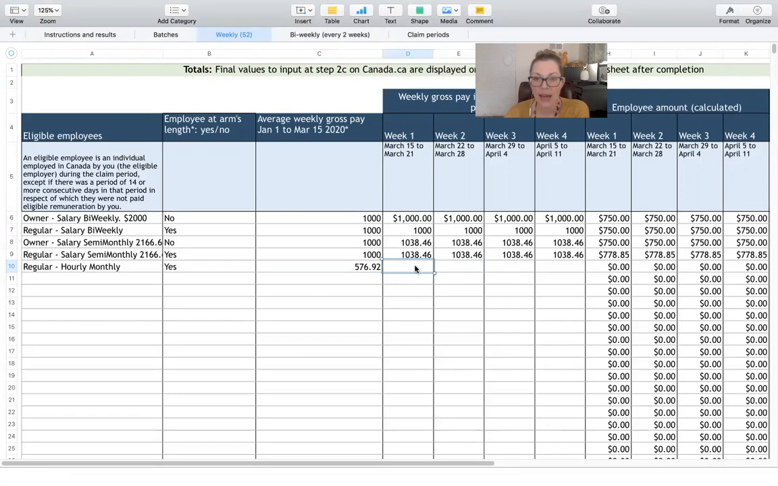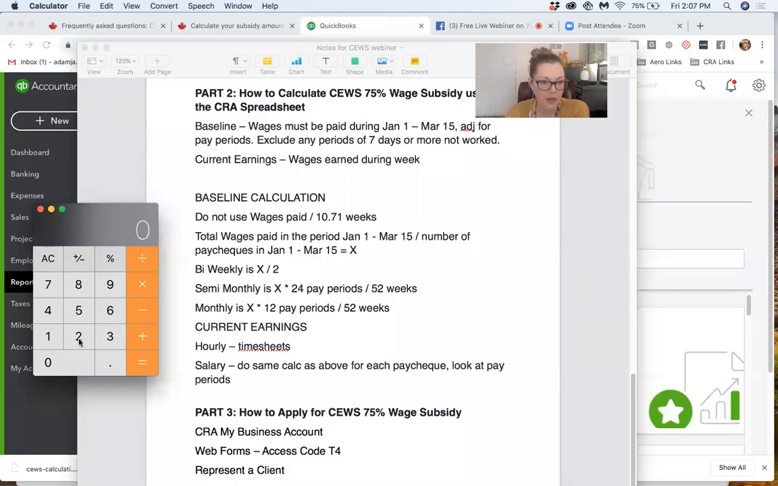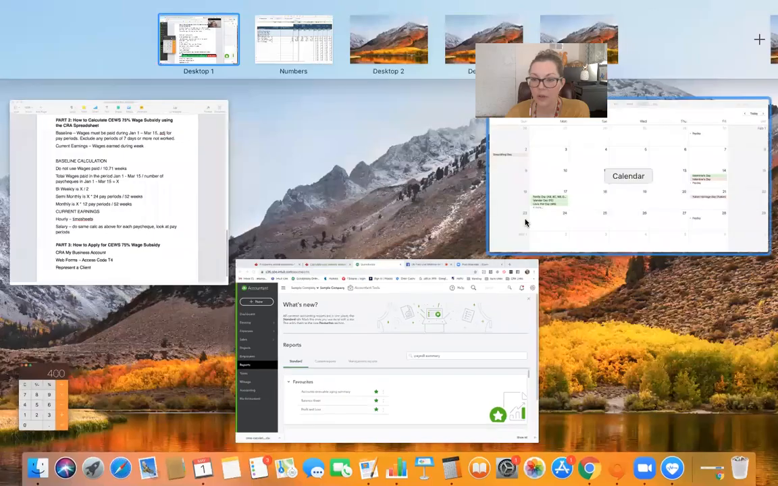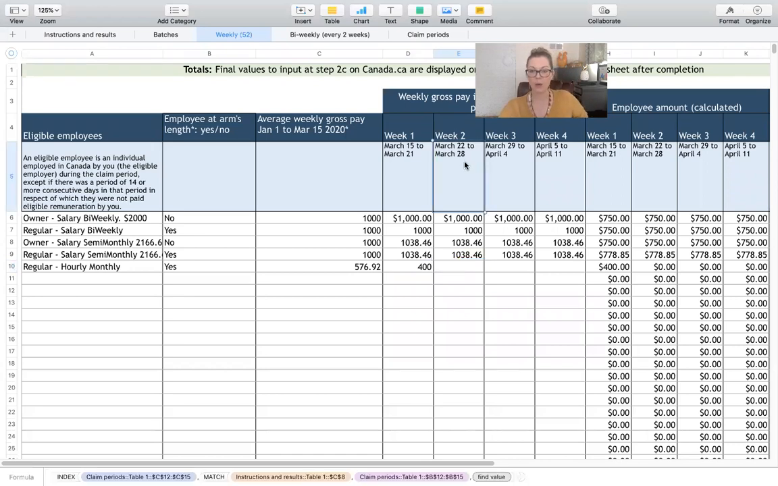So what we would do as the business owner or as the bookkeeper or accountant is try and get the actual time sheets and confirm how many hours did this person work between March 15th and the 21st. And like that could be he worked 20 hours in this week, 20 hours, and I said they were earning $20 an hour. So then that's 400 for that week. So that part actually should be relatively easy for an hourly, because you should be able to see what their hours were during this time period, multiply it by their wage per hour, and then put those amounts in there.